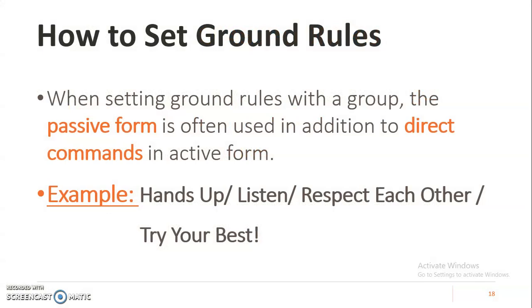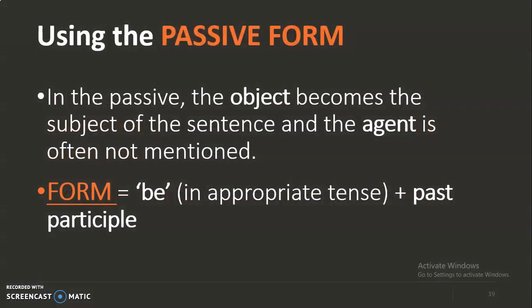When setting ground rules with a group or with your students, the passive form is often used in addition to direct commands in active form. For instance, you can use these commands: hands up, listen, respect each other, try your best. However, we can even use the passive voice in this way. As you know, in the passive voice, the object becomes the subject of the sentence and the agent is often not mentioned. So the form is very easy. You have the verb be in the appropriate tense with the past participle, verb 3.